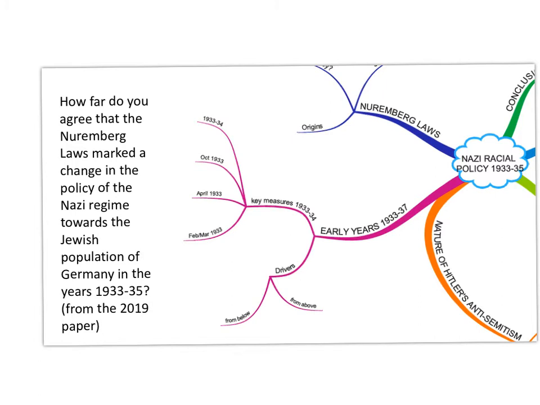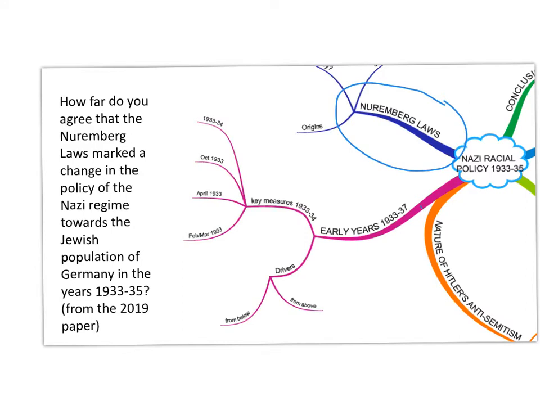Okay, so now we're going to get specifically into the actual policies towards the Jews that Hitler introduced in the early years. And I've just referenced for you that question from the 2019 paper. So put that into your mind. How far do you agree that the Nuremberg Laws marked a change? Now, the Nuremberg Laws were the most famous laws passed by the Nazis, passed in 1935, in September 1935.